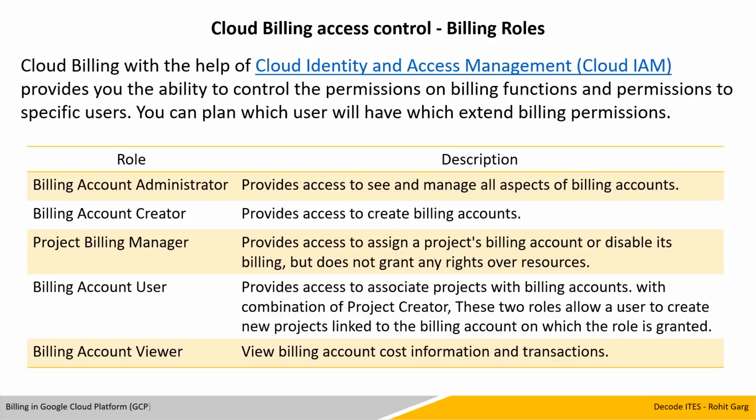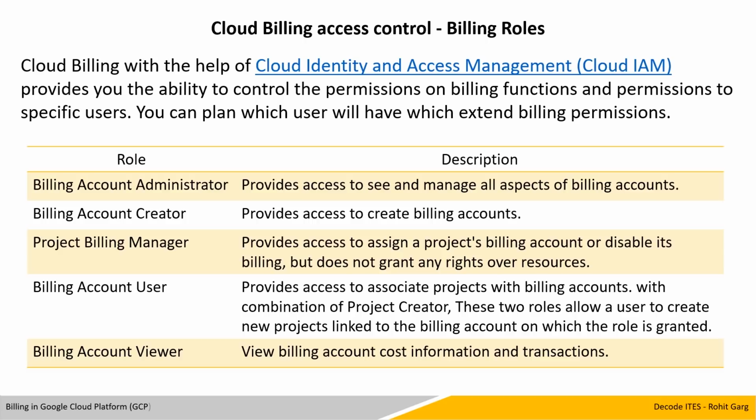Project billing manager provides access to assign a project's billing account or disable its billing. It means this user can assign a project to a particular billing account or can disable the billing of existing projects. But this does not grant any permissions on project resources. That means this user will have permission to manage the billing functionality of that particular project or any project, but it can't change, access or modify the resources associated with any project.